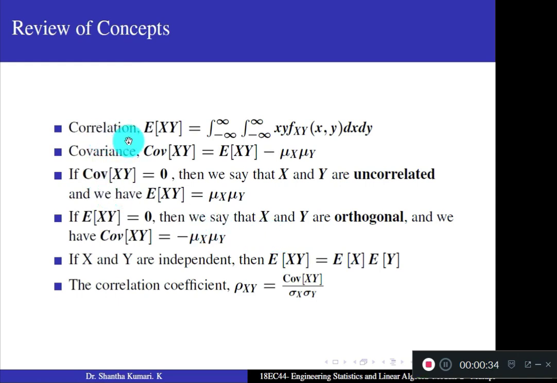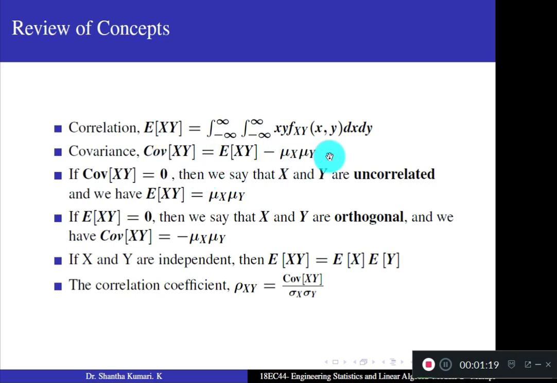Correlation of two random variables x and y is defined as expectation of x into y. Using the definition of two variable expectations, this is nothing but the double integral of xy into f of xy, the bivariate PDF, dx dy. Covariance of x and y, denoted by COV of xy, is given by expectation of xy minus expectation of x into expectation of y. Mu x and mu y you can find only by using the individual PDFs for x and y.